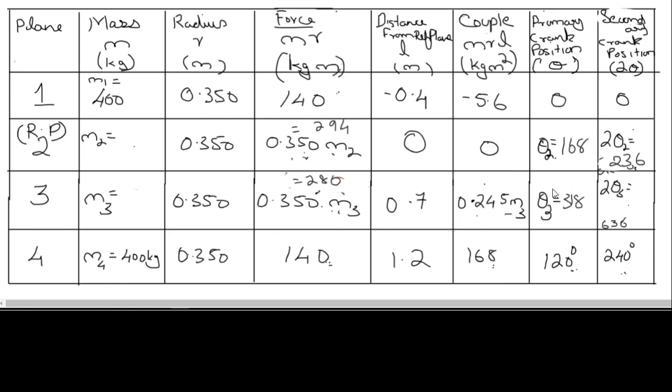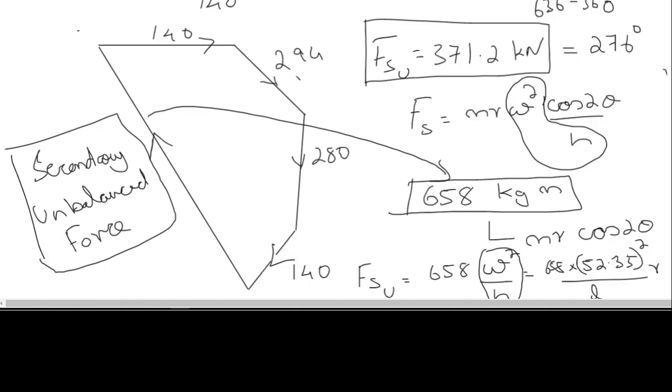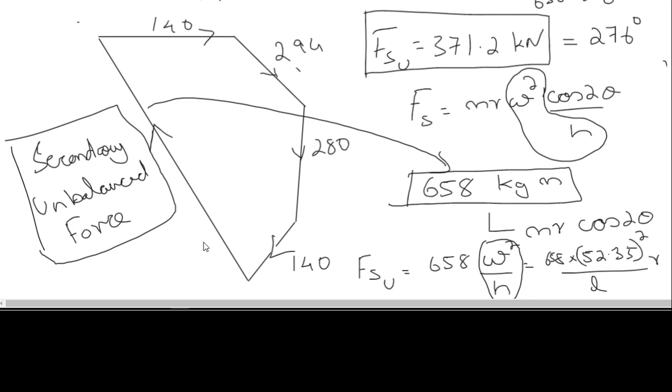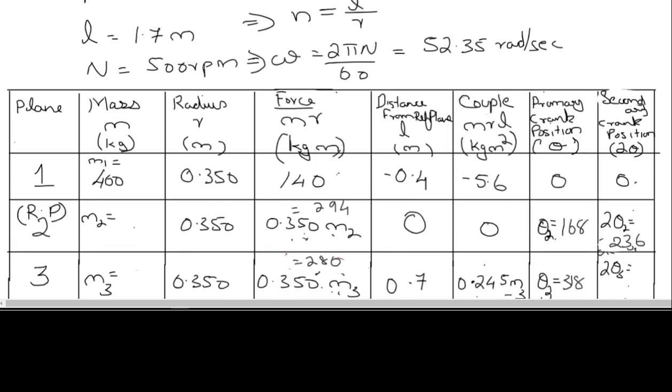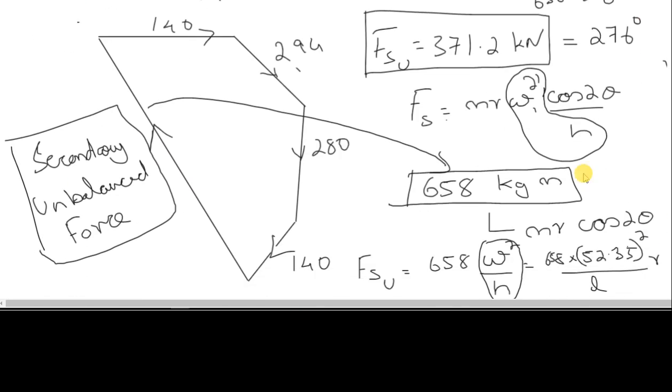Now draw the secondary polygon, that will be an open polygon, so close that polygon with a straight line, measure that straight line and scale it. You will get 658 kilogram meter. Multiply it with omega square by n to compensate for the secondary force equation, that is m r omega square cos 2 theta divided by n. Cos 2 theta is already included, and m r is also included because the force is taken as m r here.